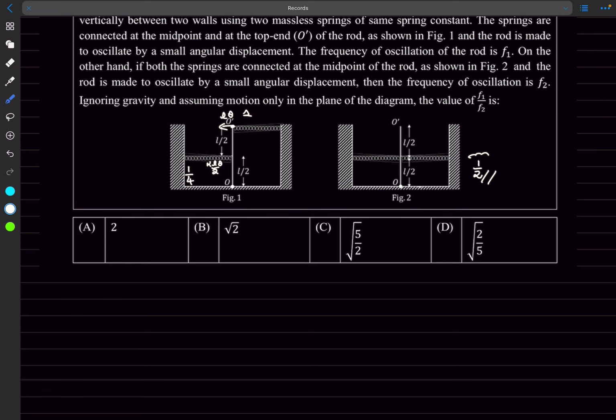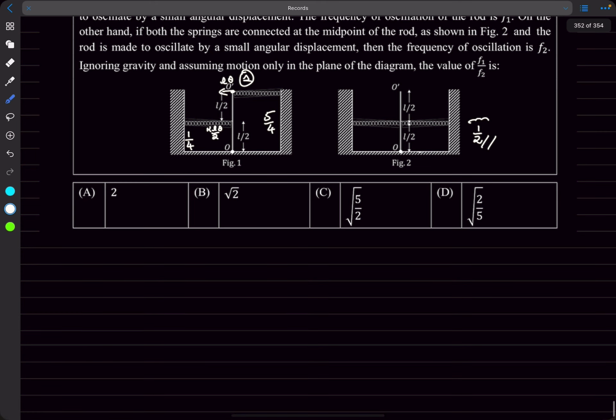So here we have a factor of 1. So 1 plus 1 by 4 is 5 by 4. Okay, so now of course the frequencies are going to be proportional to the square root of tau 1 over tau 2. That is going to be square root of 5 by 4 over half, which is 5 by 2. Okay, so the answer is going to be option C.